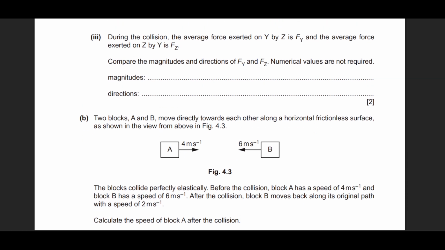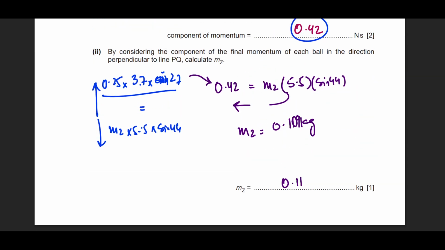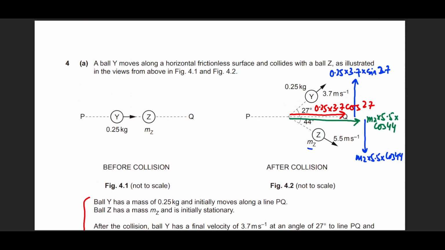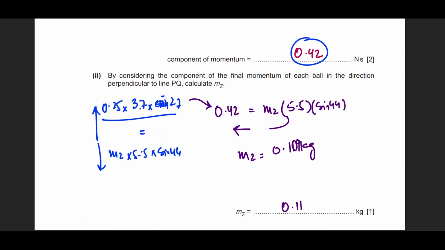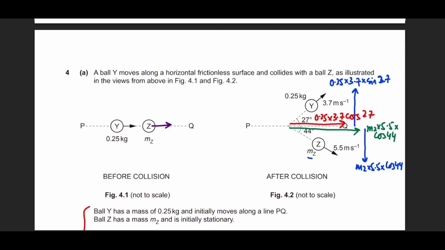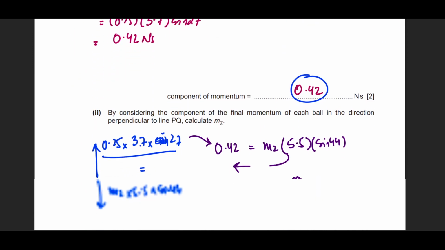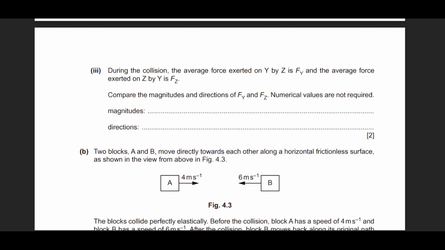We have the third part. During the collision, the average force exerted on y by z is Fy, and exerted on z by y, let's say, if it is in this direction, that is Fz, and this will be Fy. Basically an understanding of Newton's third law. So he says magnitudes, what will be the values of the magnitude? They will be equal, but the directions will be opposite. This is what happens in a collision.